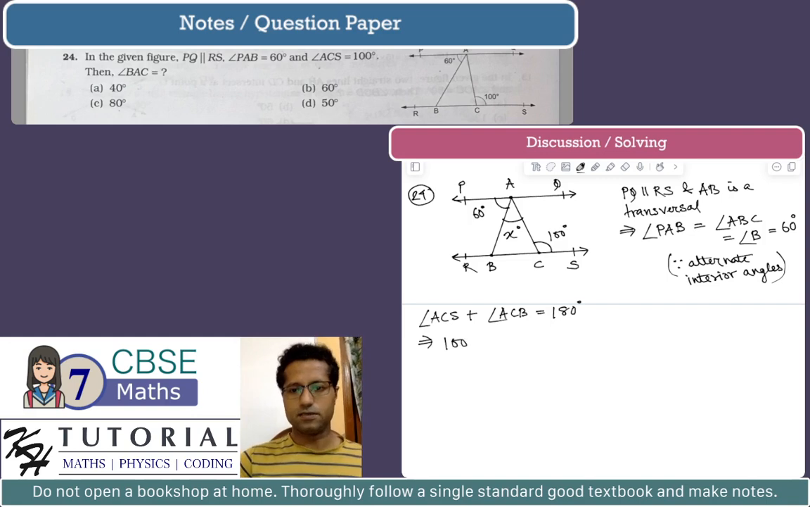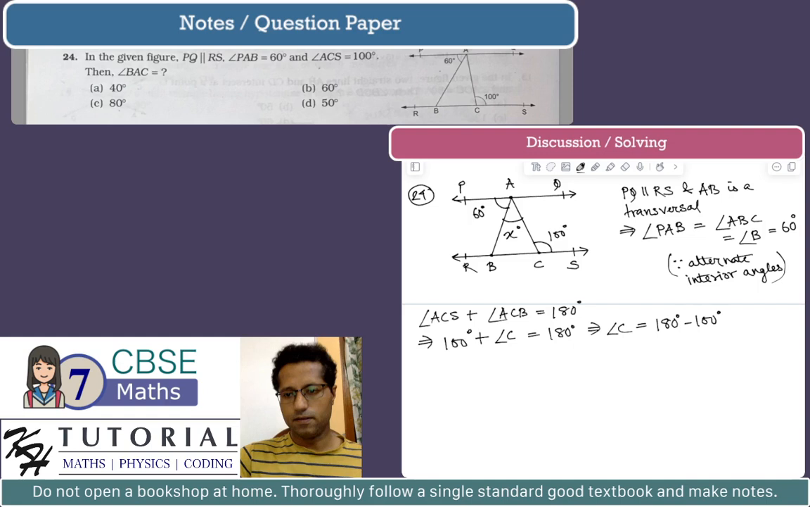Angle ACS is given to be 100 degree. So 100 degree plus angle ACB, which is nothing but angle C of triangle ACB. So this implies angle C is equal to 180 degree minus 100 degree, which is equal to 80 degree. So we got angle B and angle C.